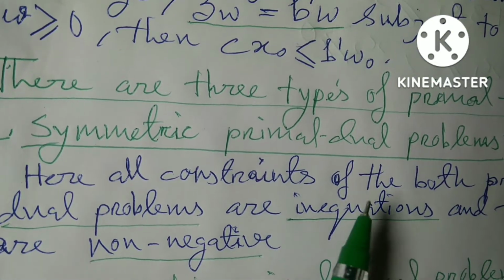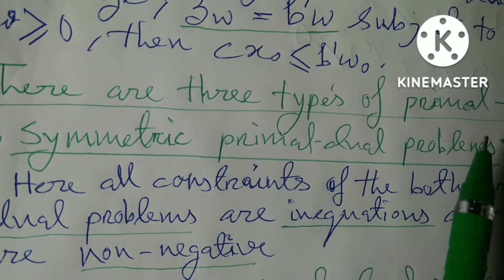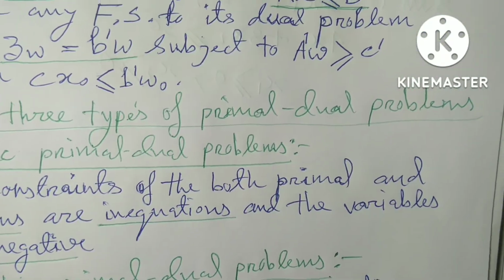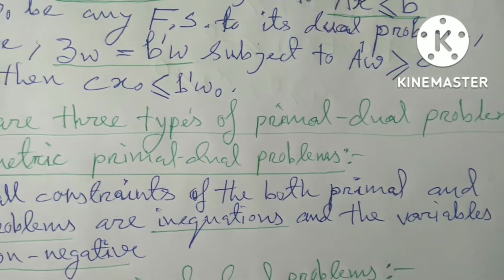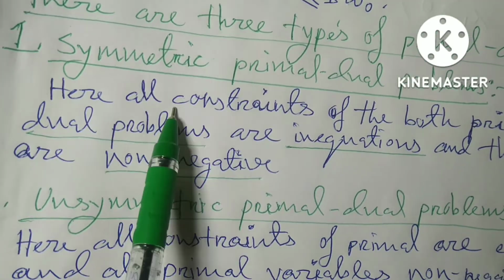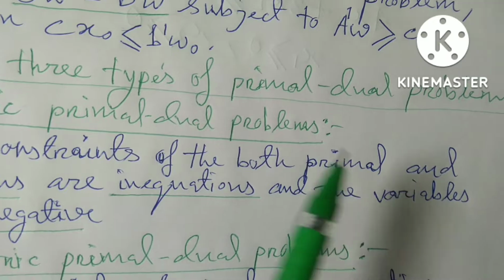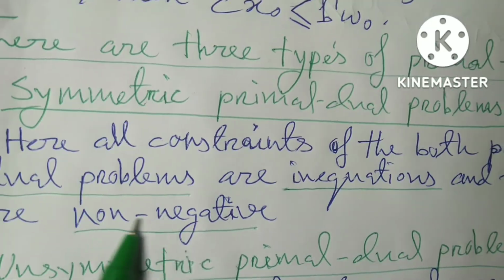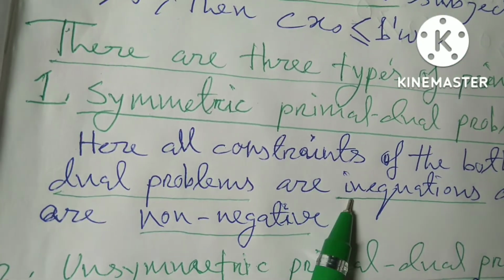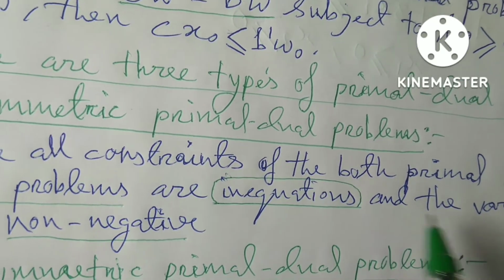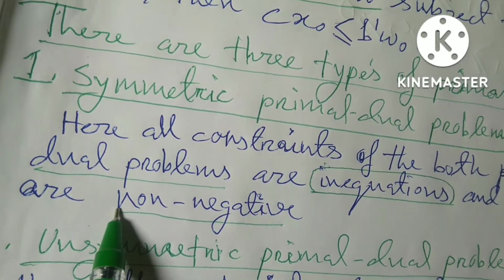There are three types of primal dual problems. Symmetric primal dual problems: here all constraints of both the primal and dual problems are inequalities. Must remember friends this topic, in inequation, and the variables are non-negative.